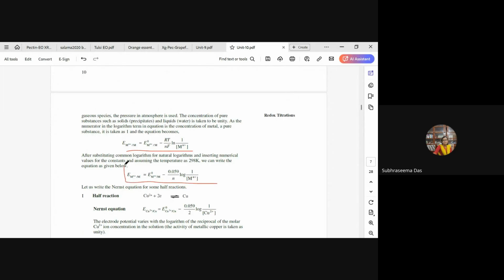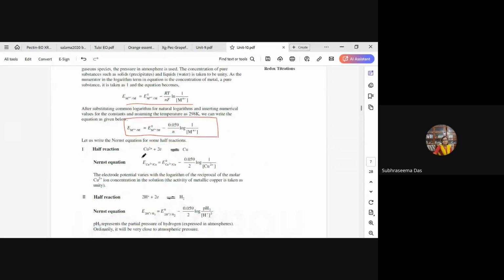Here it can be given by this equation: E is equal to E0 minus 0.059 by n log of 1 over the metal ion concentration. So let us write the Nernst equation for some common half cell reactions. If this is the half cell reaction, Cu2+ plus 2e giving rise to Cu, then the Nernst equation can be written as the EMF of copper 2+ to copper, which is equal to E0 minus 0.059 by 2.